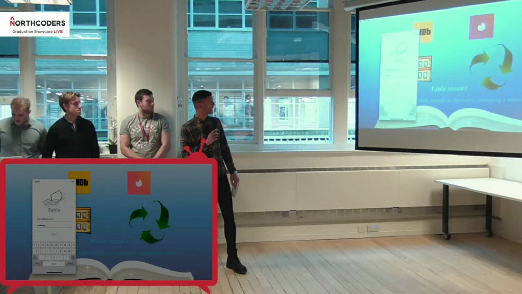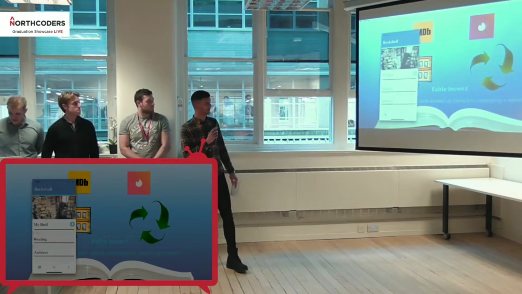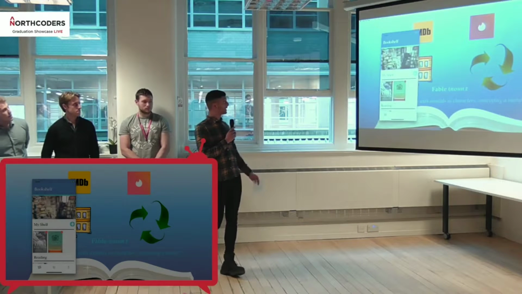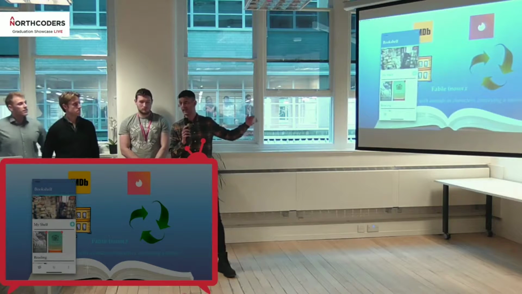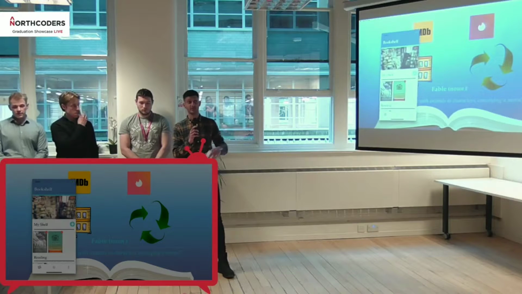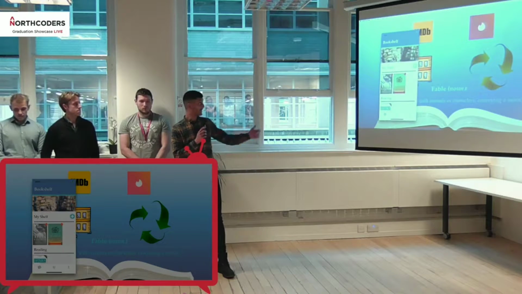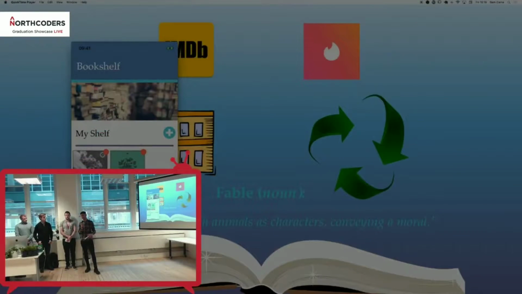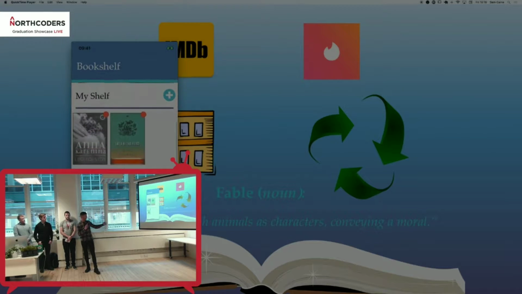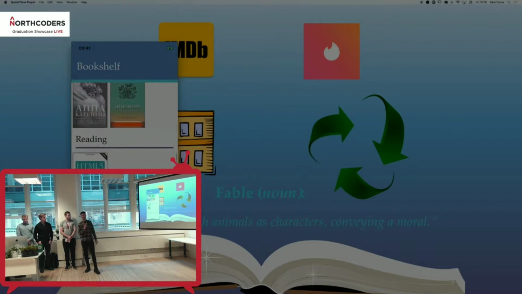There we go. So you can log in now, and what this will do is take you to your bookshelf. So your bookshelf consists of a top row of books that you currently own, and then any books that you're currently reading at the moment as well. And then just below that, we don't have any yet, but an archive list of books as well.